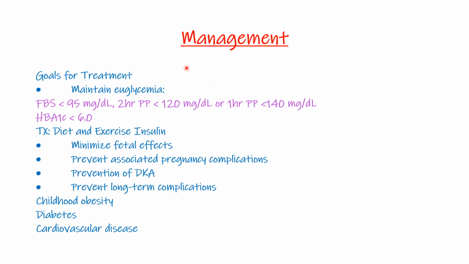So the management. Our goals of management, number one, is to maintain this patient euglycemic, where our fasting glucose will be less than 95, 2 hours postprandial should be less than 120, 1 hour postprandial should be less than 140, and HbA1c of 6.0. For those who are using millimoles per liter, our fasting should be less than 5.3, 2 hours postprandial should be less than 6.7, 1 hour postprandial should be less than 7.8. So how are we going to maintain the euglycemia and these goals?